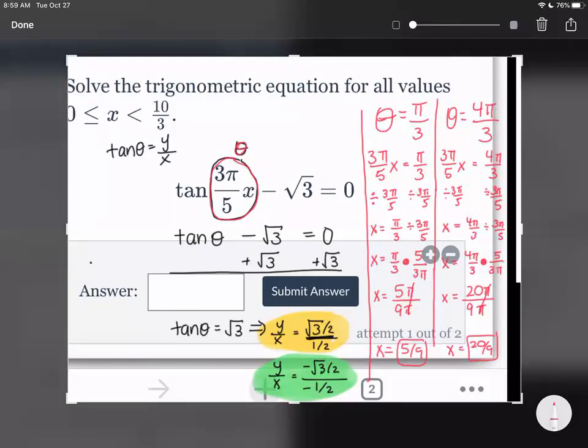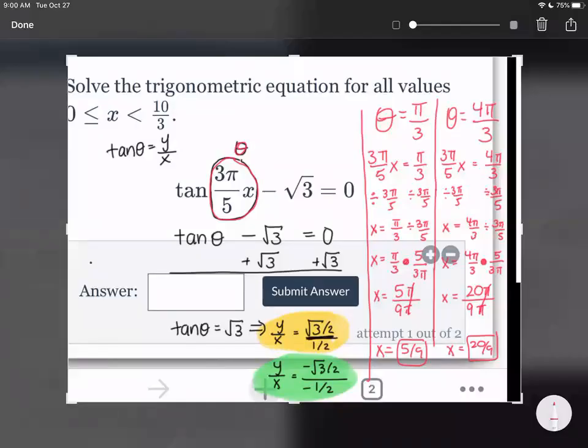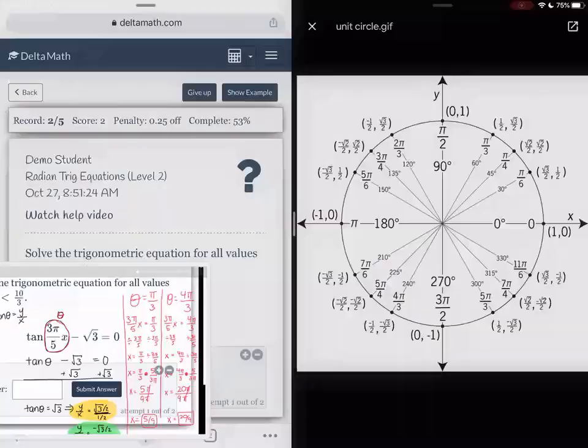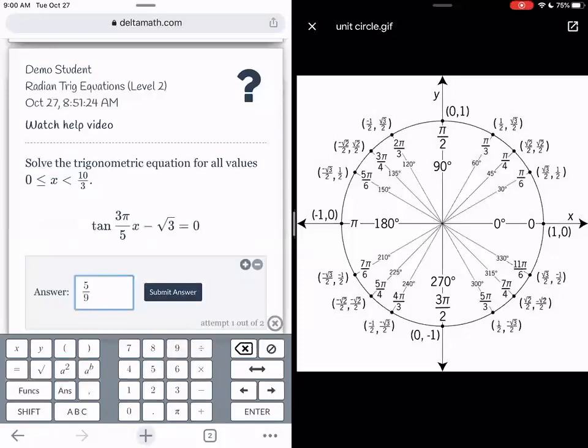Any questions now on this one? All right, so let's enter 5 over 9, 20 over 9.